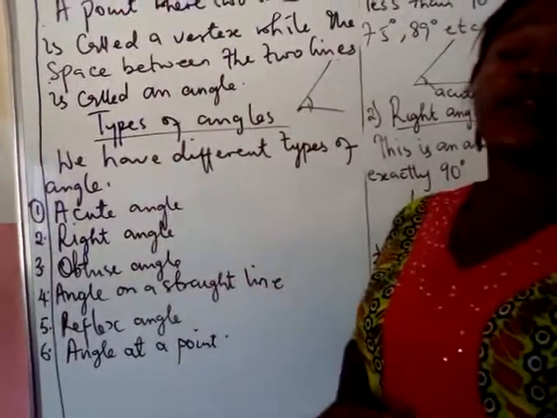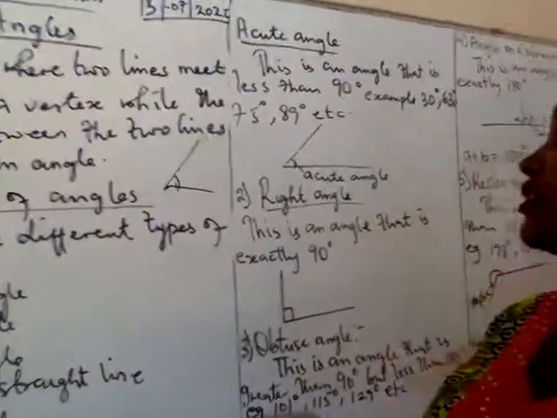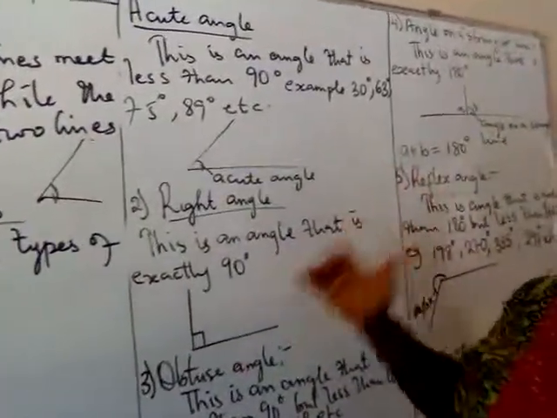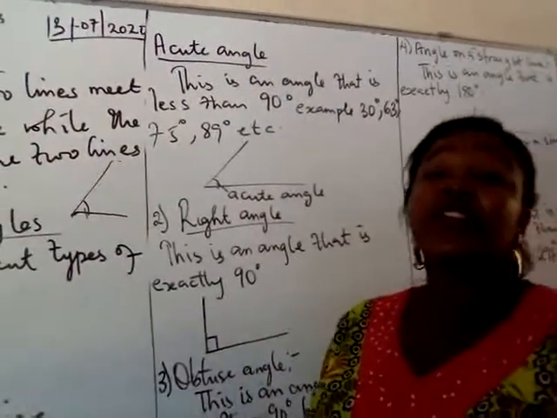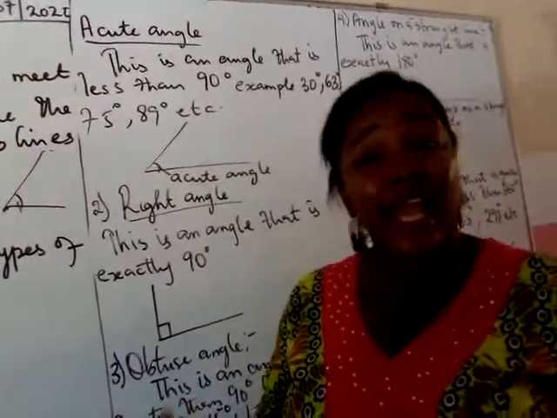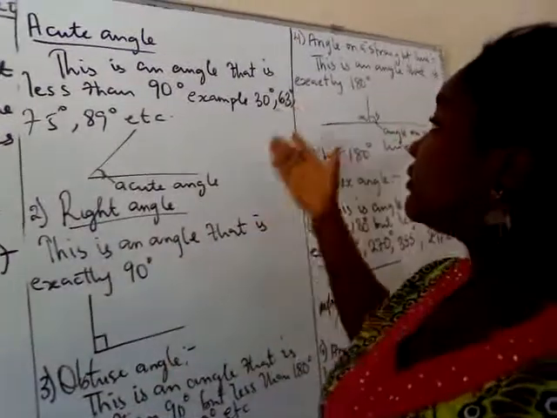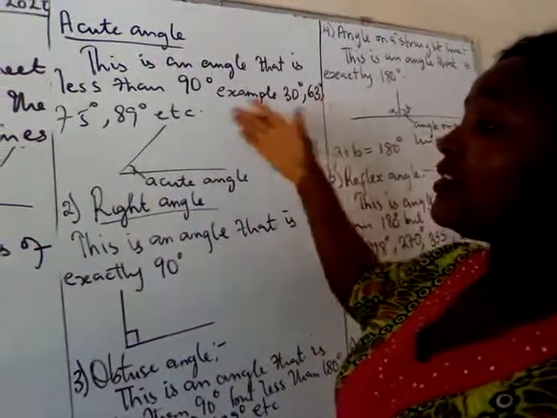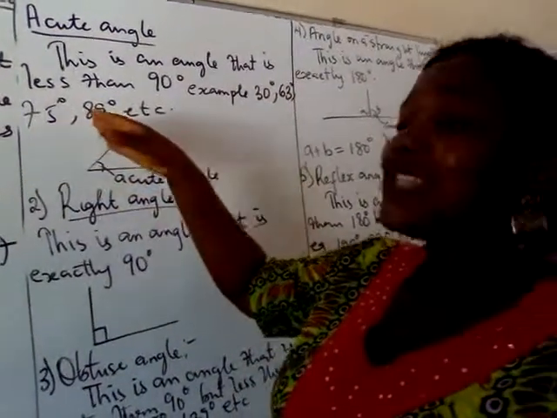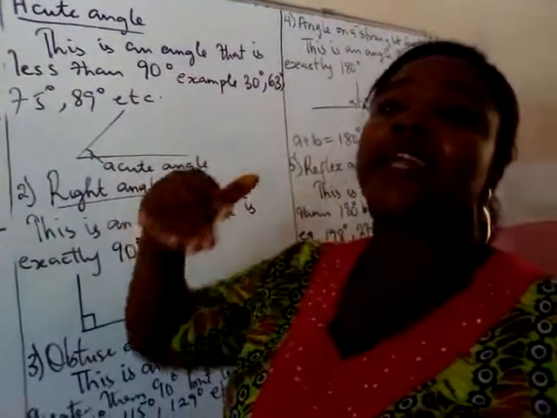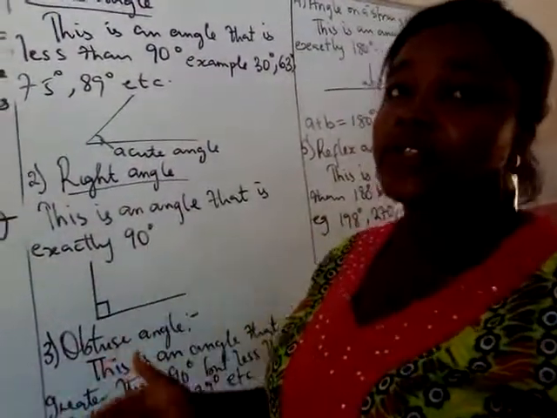We start with acute angle. We say that an acute angle is an angle that is less than 90 degrees. Even if it is 1 degree less than 90, it is acute. Example, 30 degrees, 63 degrees, 75 degrees, 89 degrees. So long as it is less than 90 degrees, it is called an acute angle.